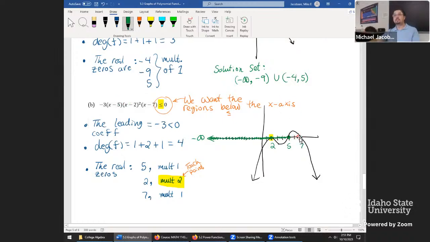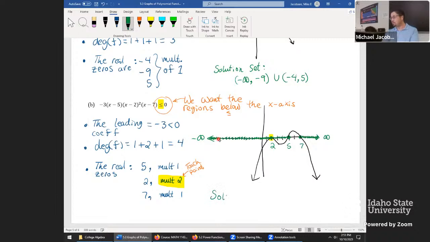From 5 to 7, that's going to be a hole in our region where we're trying to find values, because here we're above the x-axis. We wanted it below, but starting off at 7 and going to the right forever towards infinity, it's below the x-axis again. That's hard to say really fast. And so that's our graph so far. All we need to do is take that number line, put it down in interval notation.